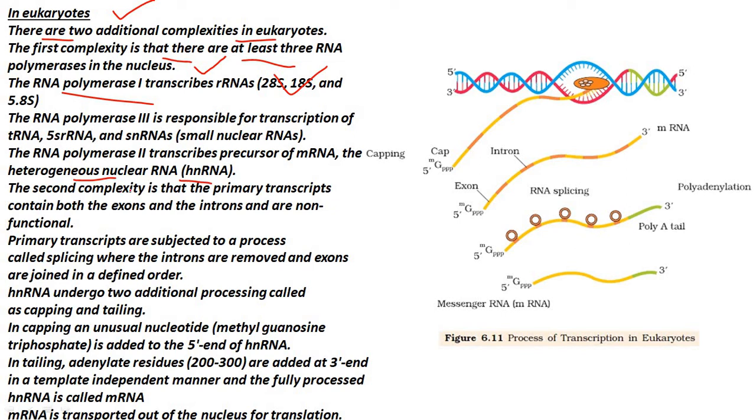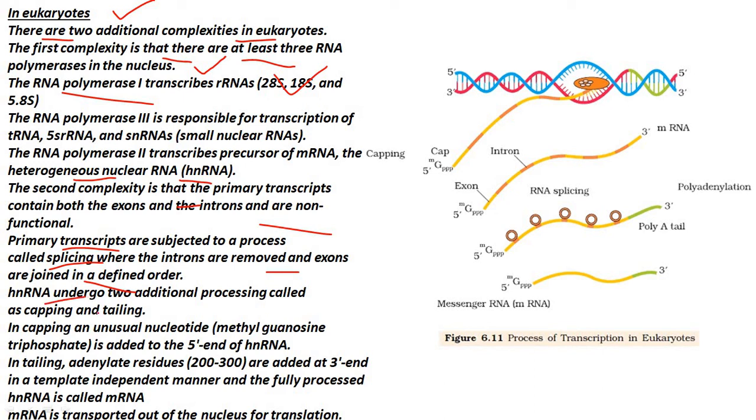The second complexity is that the primary transcripts contain both exons and introns and are non-functional. Introns are non-functional, so they need to be removed or spliced out. The primary transcripts are subjected to a process called splicing, where the introns are removed and the exons are joined in a defined order to make it functional, to code for a protein which could work for our body.